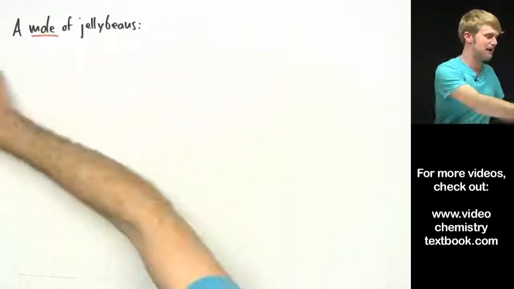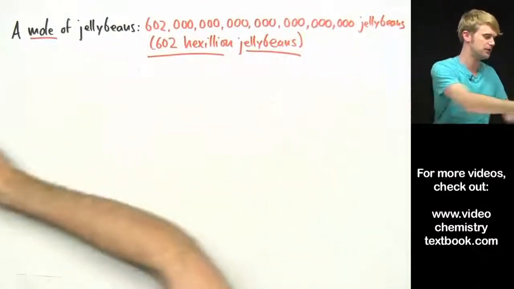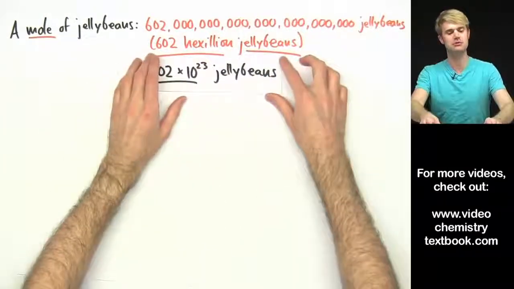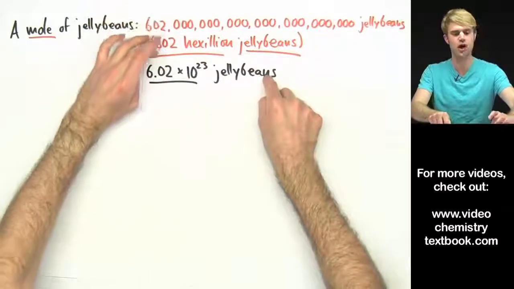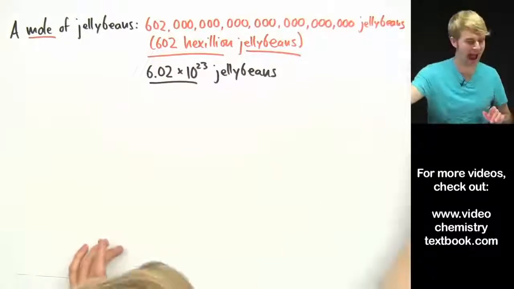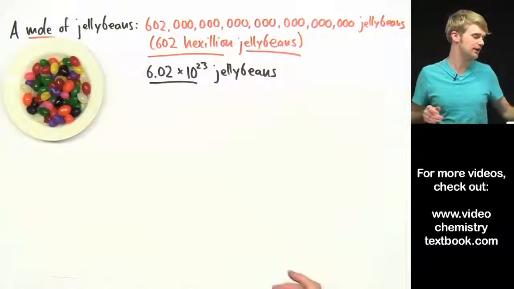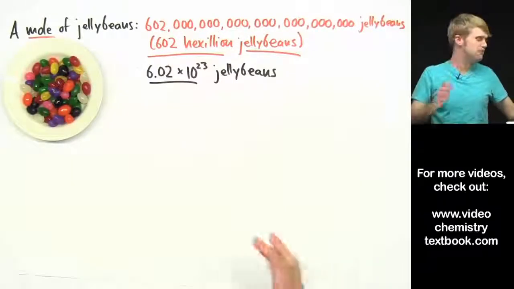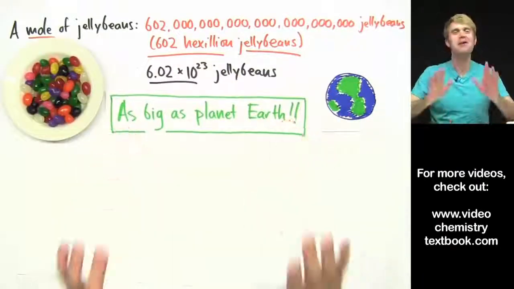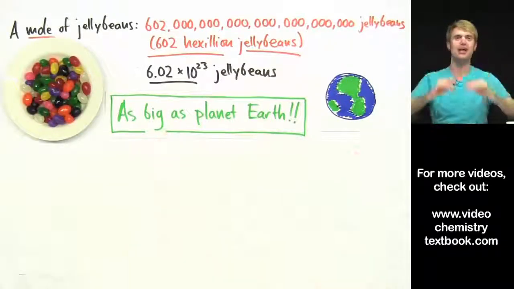So let's think about this mole of jelly beans that we talked about earlier. 602 hexillion jelly beans, which we can now abbreviate as 6.02 times 10 to the 23rd jelly beans. These are all just three ways of writing the same number. If you had 602 hexillion jelly beans, that would be as large as the entire planet Earth. A mole of jelly beans would be as big as the planet Earth.